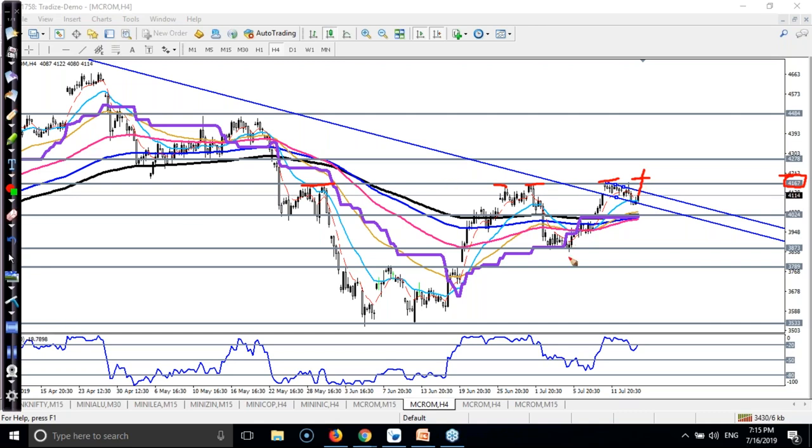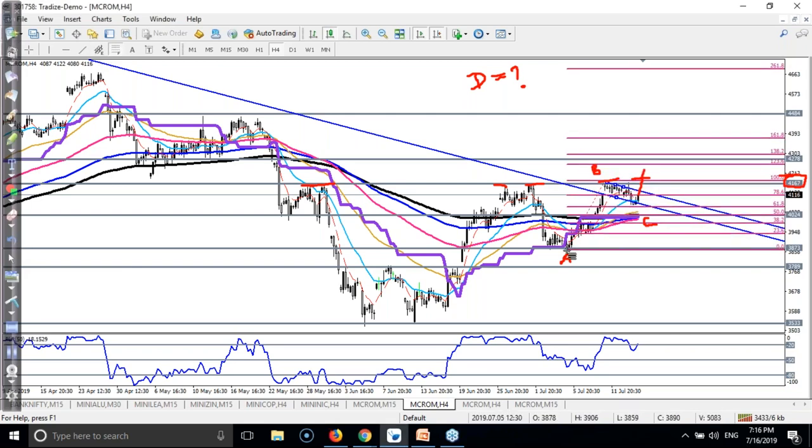Let me connect. So you'll confirm that A point here is the lower point, right? And this is the B point. And if you see here, D point, we need a C point and we need a D point. Where is the D point? So that is why let me show you a Fibonacci extension, right? So I want to connect B point and A point.